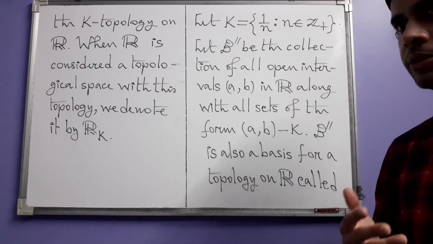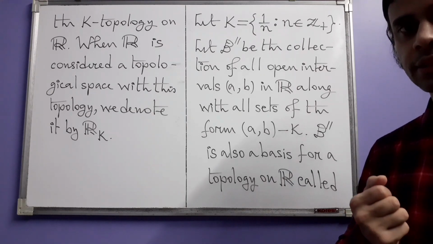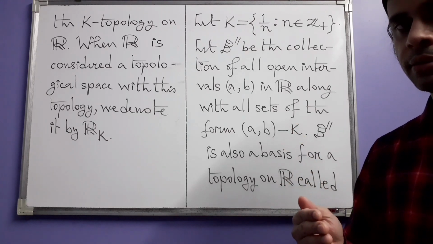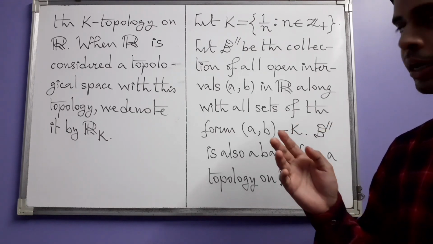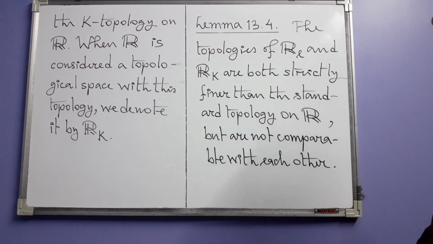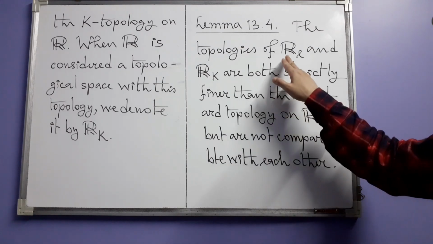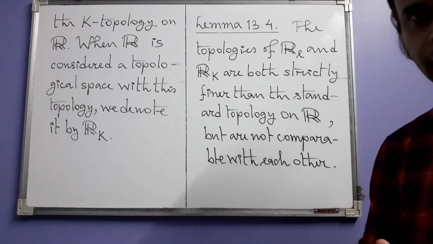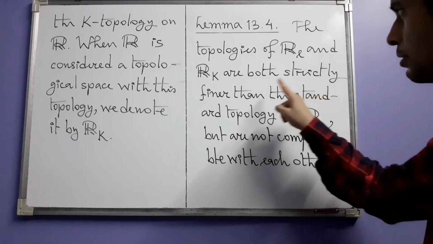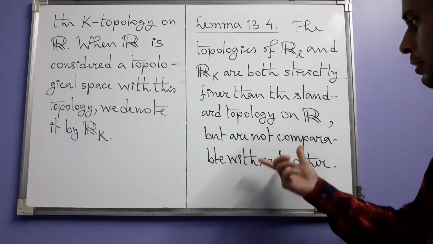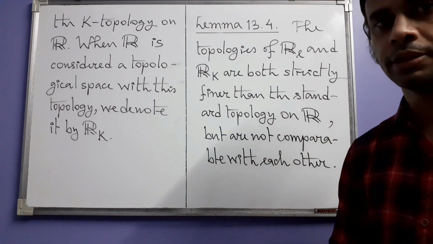Now the next natural question is this: what is the relationship between these spaces? Ordinary R, R with the lower limit topology, and R with K topology. Let's see. This is the relation, lemma 13.4. It states that the topologies of R_L and R_K, that means the lower limit topology and the K topology on R, are both strictly finer than the standard topology on R, but are not comparable with each other.